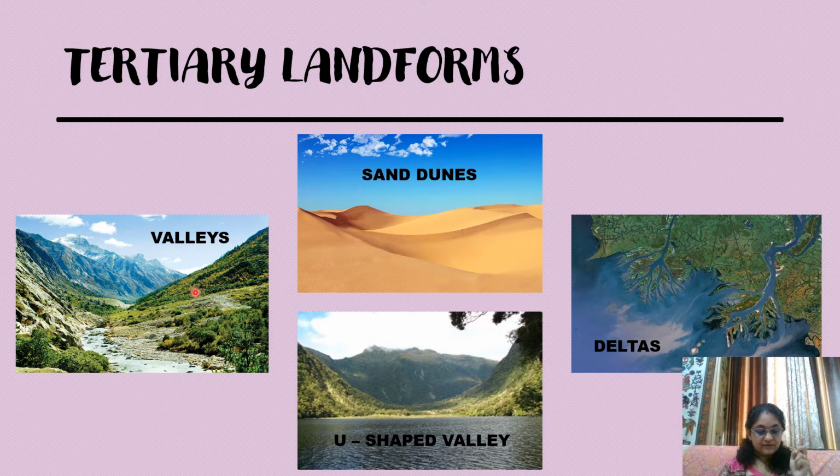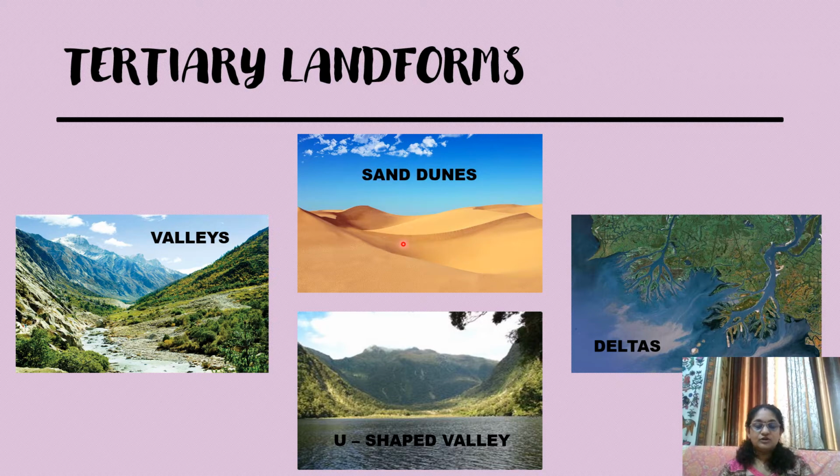In the primary landforms, as I told you, we have the external processes which work on them: weathering, erosion, transportation, and deposition. Now all these things would give rise to tertiary landforms, that are valleys, V-shaped valleys. You have U-shaped valleys. You can see this U shape, that is it resembles the letter U in the English alphabet. That is why we call it a U-shaped valley, whereas this represents the letter V, so we call it a V-shaped valley.